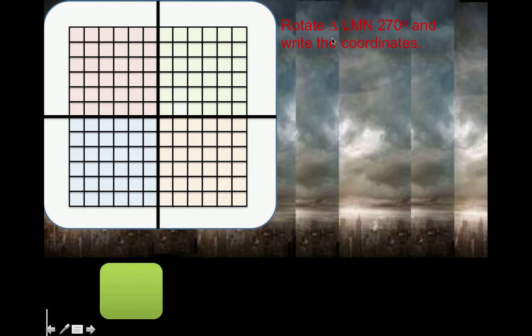The last one we're going to do here is triangle LMN, and we're going to rotate it a whole 270 degrees. It's a really far rotation. It's 3/4 of the way around. So we're going to start with our 3 points, which are L, 2, 6, right up there. M, which is 6, 4, right over here. And N, which is 3, 1, right over here.